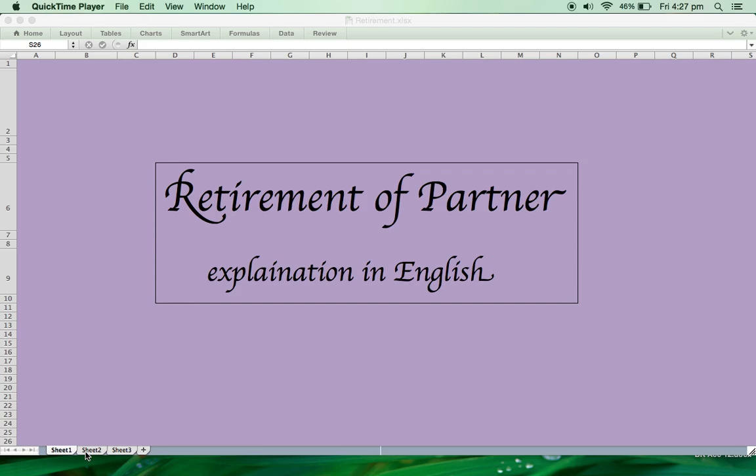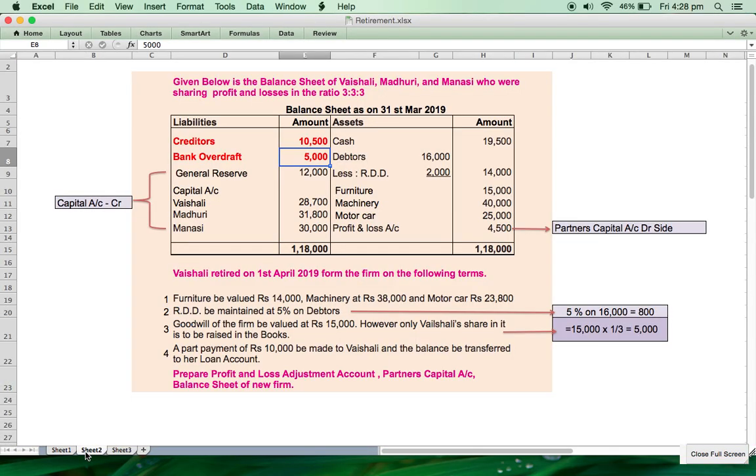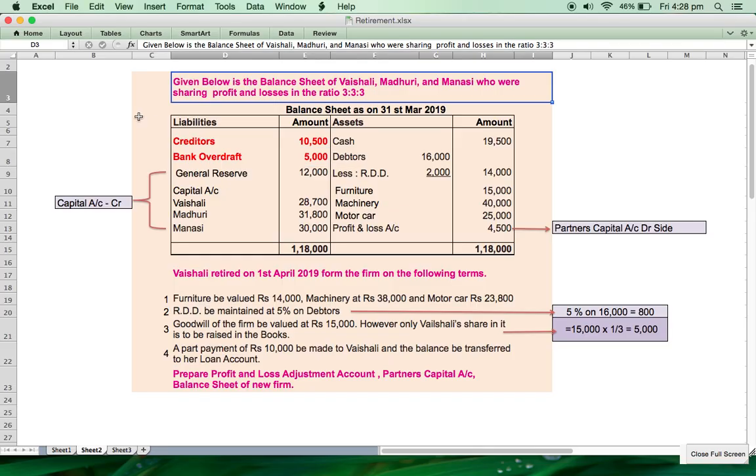In this video, we are going to consider a problem on retirement of partner. Let's see the problem. Here they have given you that Vaishali, Madhuri and Manasi are partners sharing profits and losses in the ratio 3:3:3. Means they are sharing profits and losses equally. So each partner's share is 1/3.